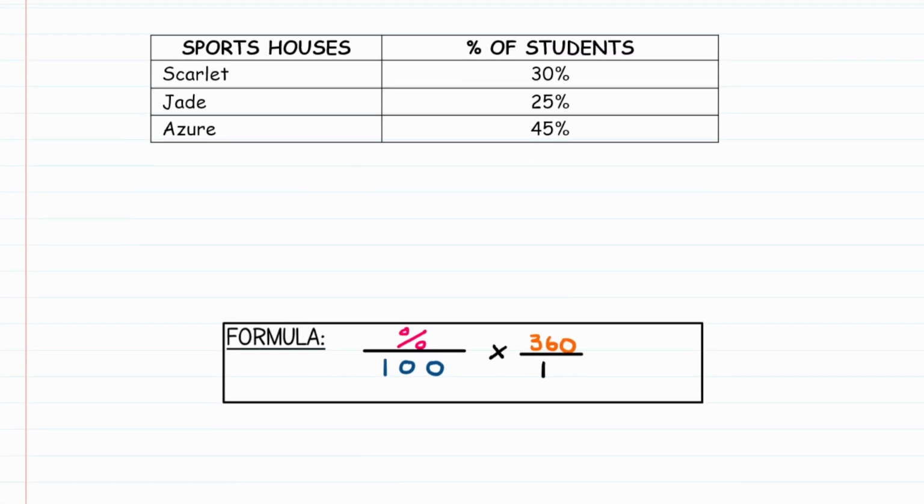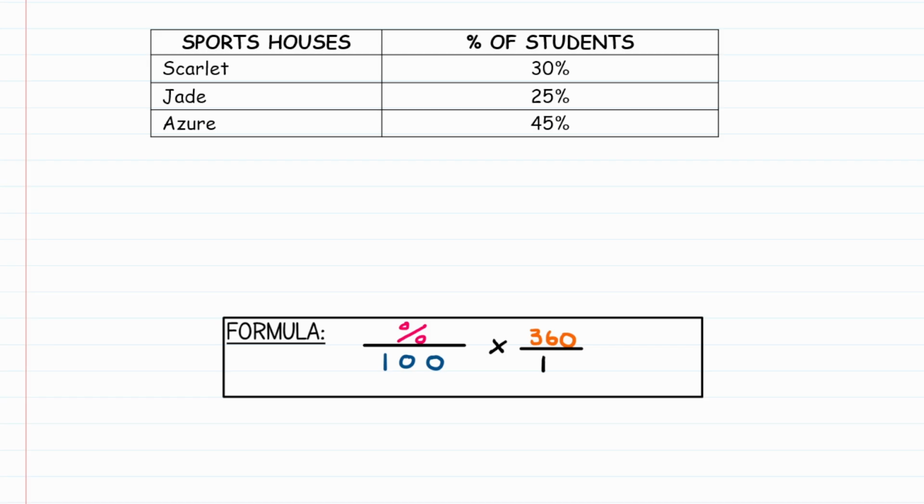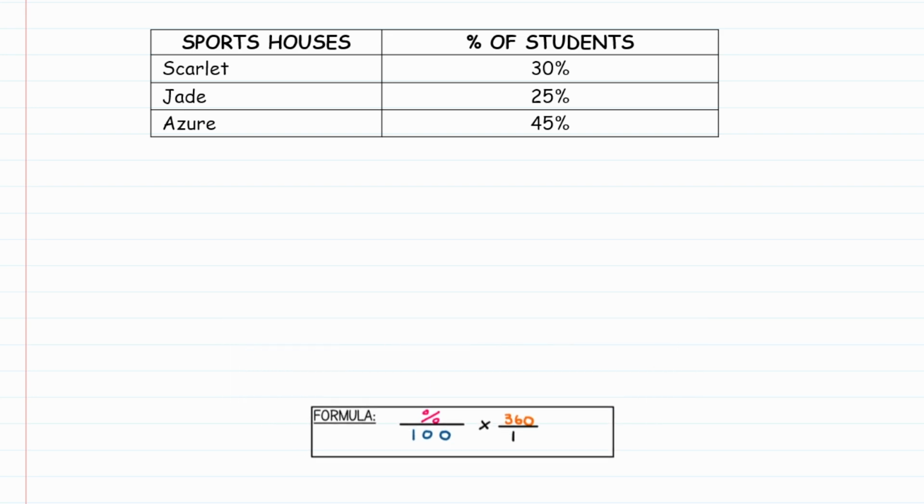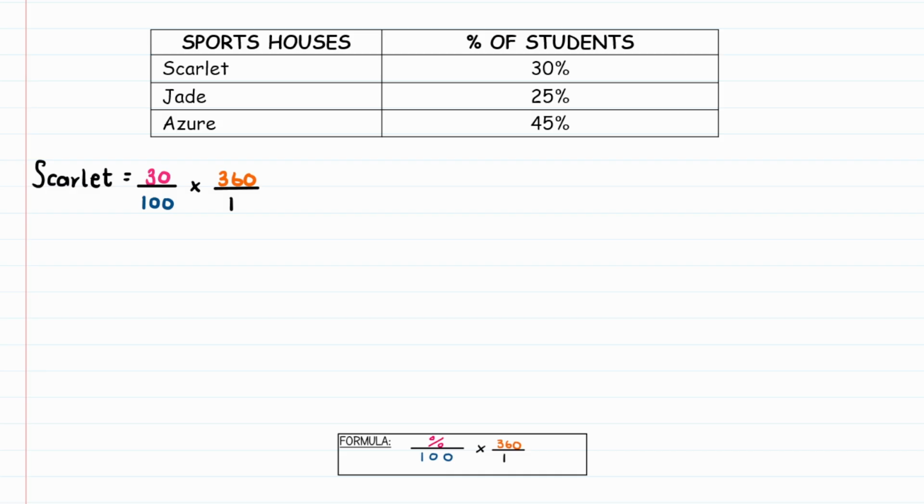The second way that data can be presented is in the form of percentages. Since percent means out of 100, we already know our fraction. Take a look at the same example, but this time using percentages. Since we are dividing our circle up into sectors, we are still finding a fraction of a circle. In other words, we are still finding a fraction of 360 degrees.